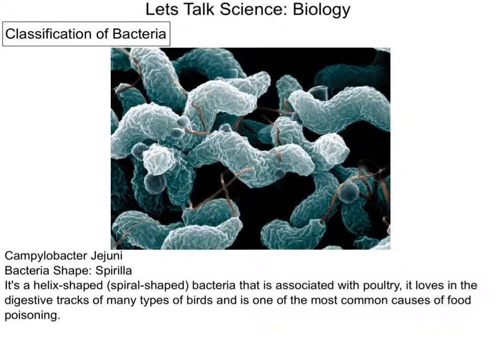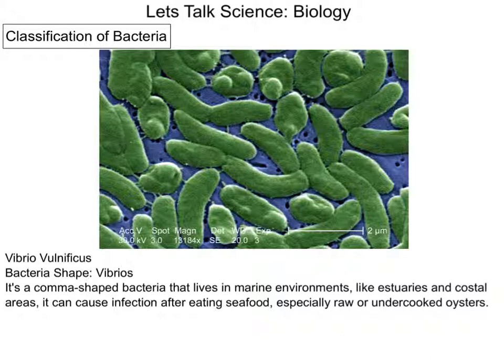The last type of bacteria we will be looking at is Vibrio vulnificus. Its bacteria shape is vibrio. It's a comma-shaped bacteria that lives in marine environments, like estuaries and coastal areas. It can cause infection after eating seafood, especially raw or uncooked oysters.